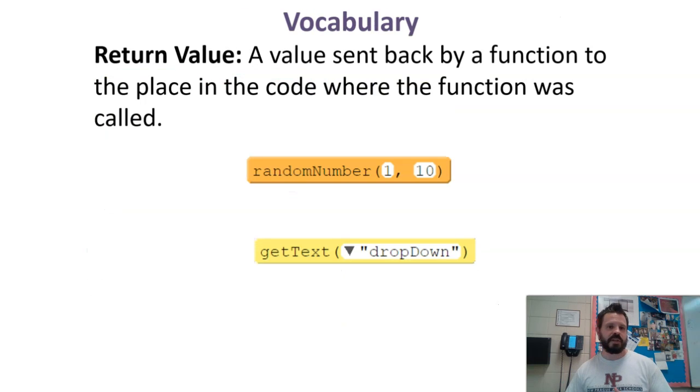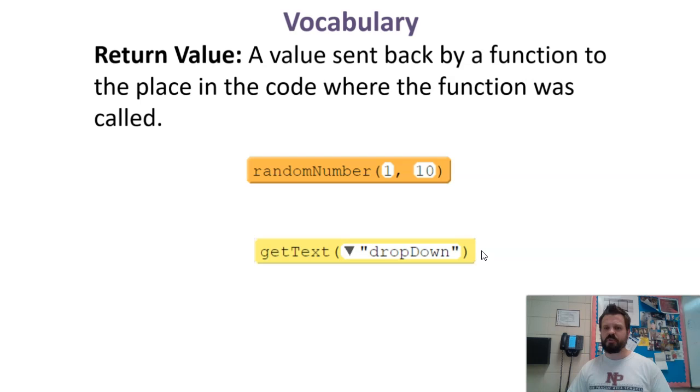The other thing we'll talk about today is the idea of a function's return value. I'm going to say a return value is a value sent back by a function to the place in the code where the function was called. Again, we've already been using some functions that have return values, such as the randomNumber function, which returns to us a number between a min and a max. Or the getText function, which is going to return the text from whatever ID we put in.